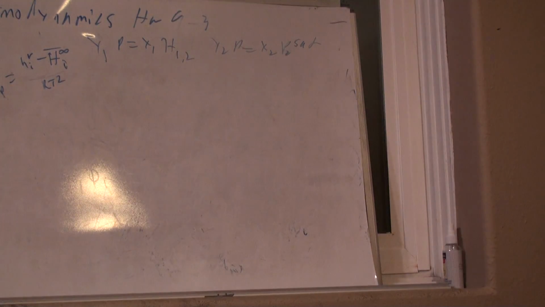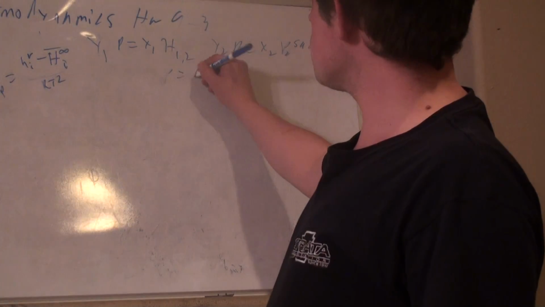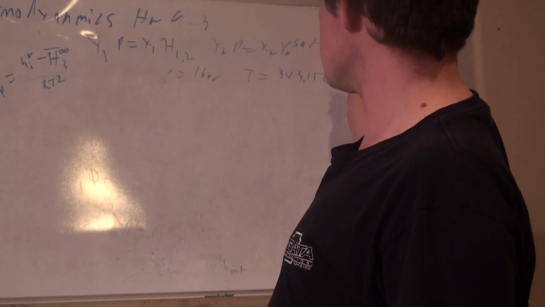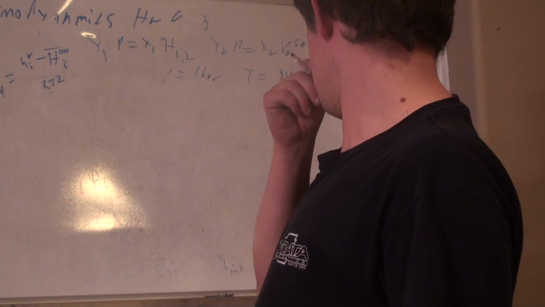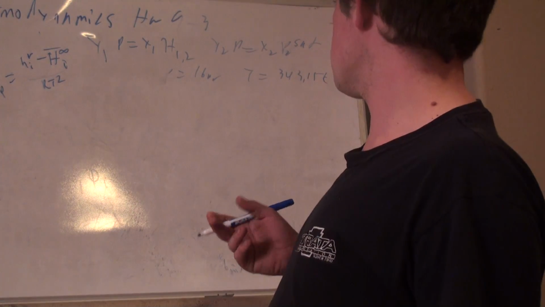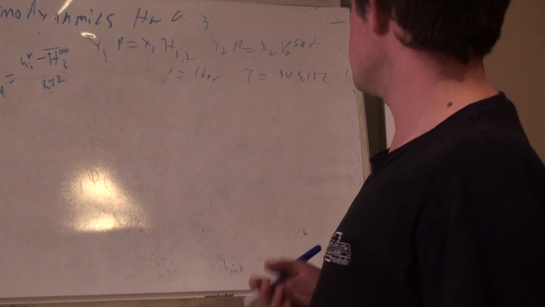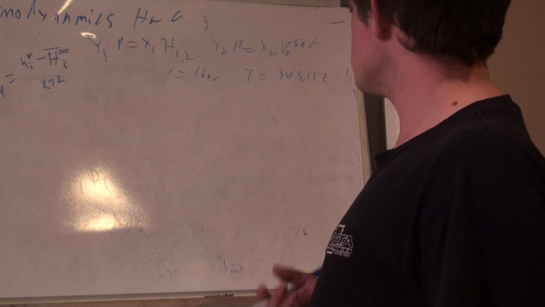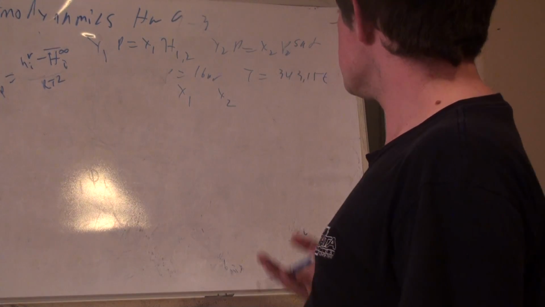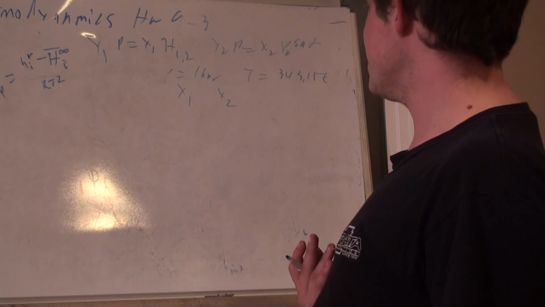Now, it tells me P is equal to 1 bar. It tells me T is equal to 343.15 K, so that's 70 degrees Celsius, which is pretty hot. And then I have an x1, which means I have an x2. So the only thing I don't know is the Henry's law constant, actually.